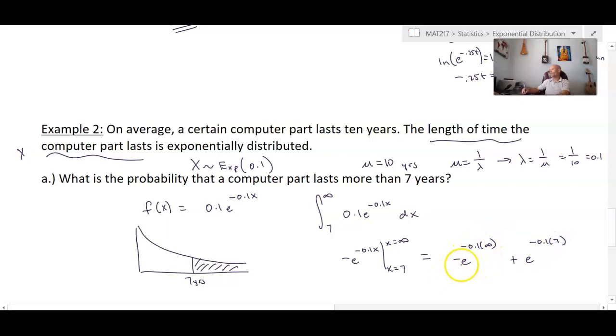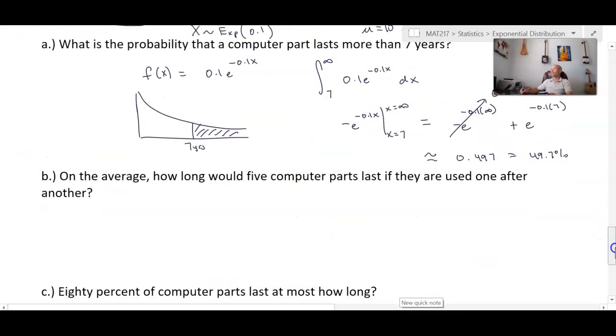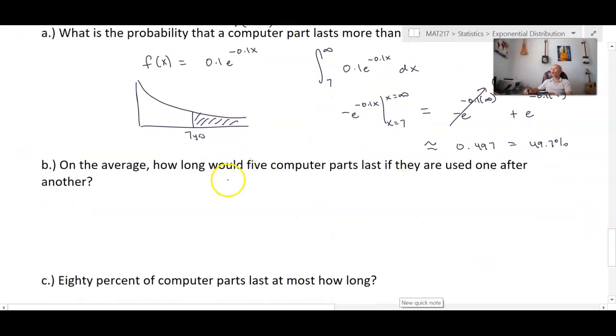So this is going to be 0 because you're taking e to a very large negative number. And then we'll have e to the negative 0.7, which comes out to approximately 0.497, which is 49.7%. So 49.7% of computers will last more than 7 years. This is very good news for somebody who wants a computer that lasts a long time. On the average, how long would 5 computers last if they are used one after another?